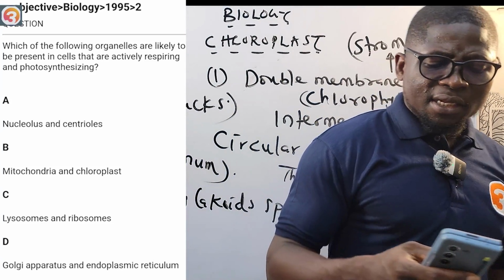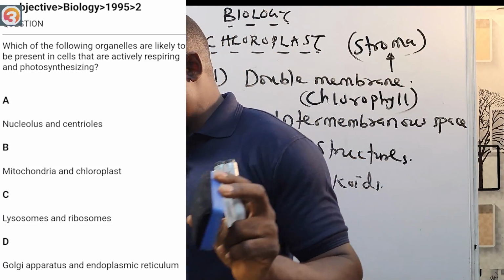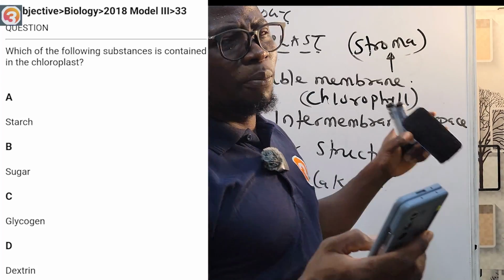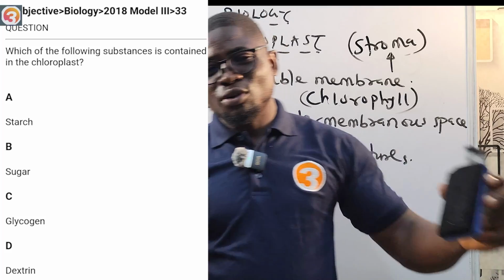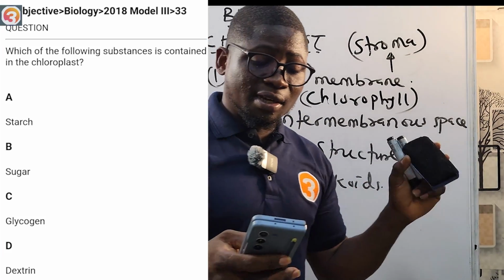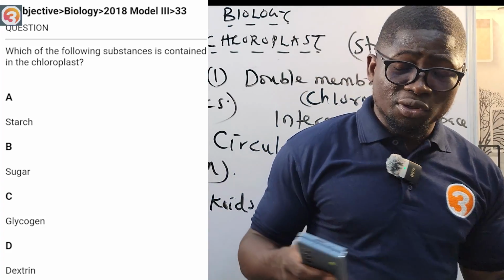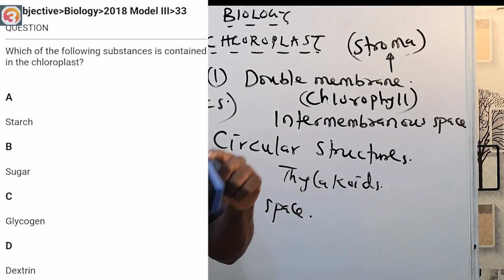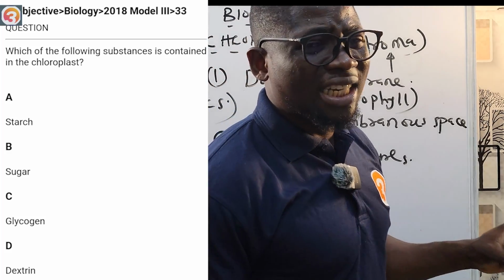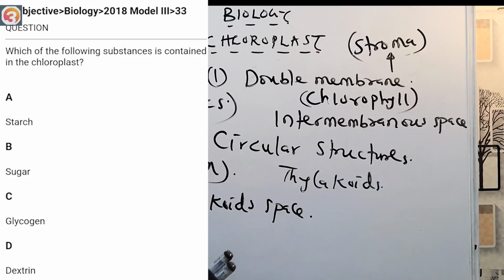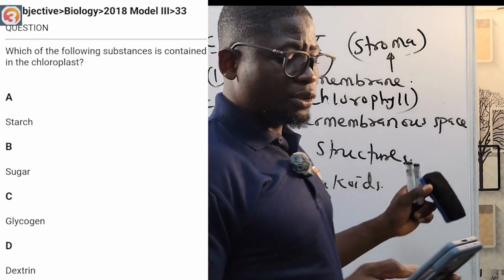All right, now 2018 number 33. Which of the following substances is contained in the chloroplast? A, they say starch. B, sugar. C, glycogen. D, dextrin. Don't need to be told. During photosynthesis, they convert light energy from the sun to chemical energy that is either stored as starch or used up by the plant. So the correct answer there will be option A, starch.